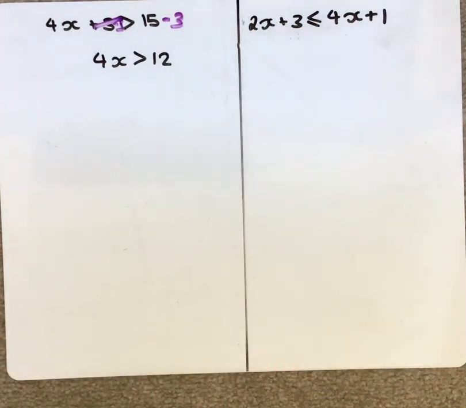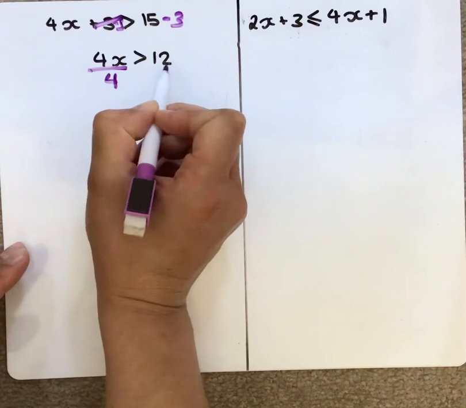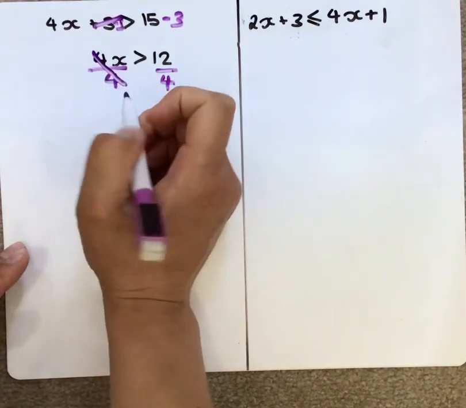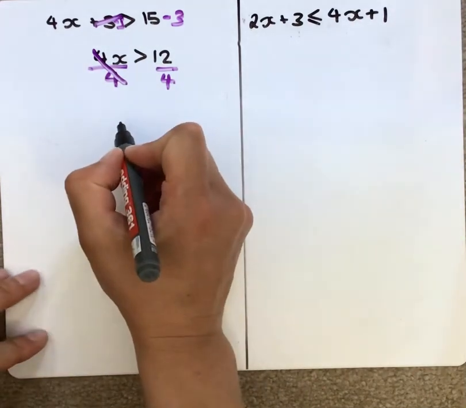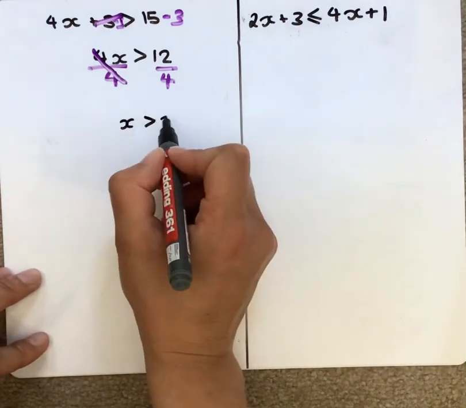If I've got 4x, that means 4 times x. So to get rid of my times by 4, I need to divide by 4. Remember to do it to both sides. So my times by 4 and my divide by 4 now cancel. So on the left I have x. On the right I have 12 divided by 4, which is 3.